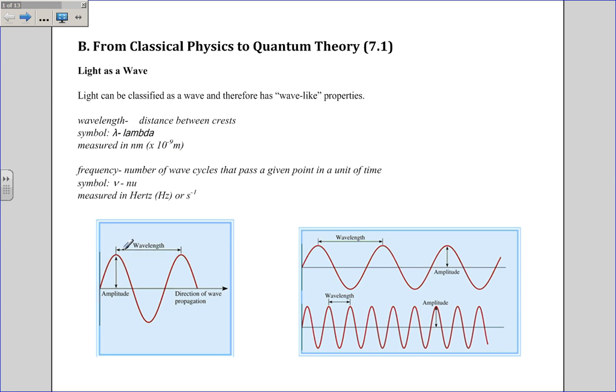So when we're looking at the wavelength, it's this distance here. And as you can imagine with these waves, these values are going to be quite tiny, and that's why we use the unit nanometers in order to make these measurements.